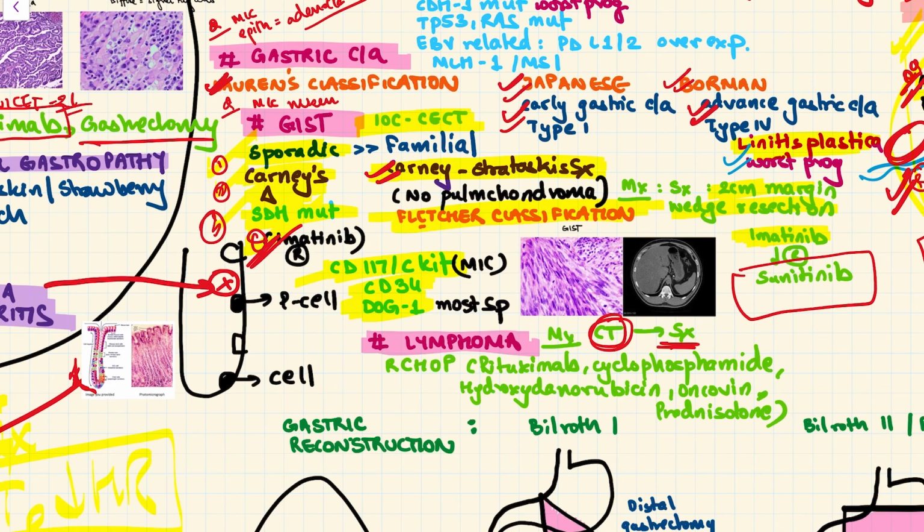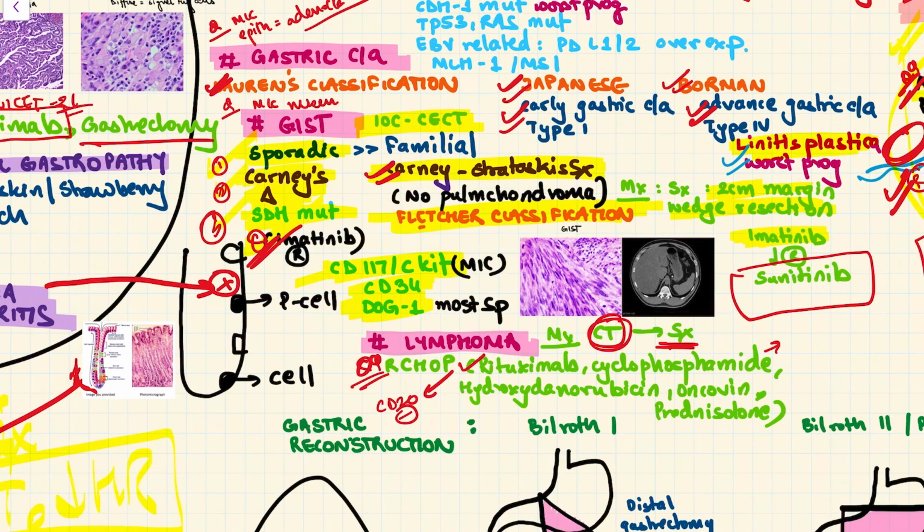Then the third type of cancer is lymphoma, and the management is chemotherapy followed by surgery, because it is a chemosensitive tumor. And this is a very famous question. R-CHOP regimen is done for lymphoma. Again, it is a question of the anti-cancer drugs. What is R-CHOP? It is rituximab. This is a CD20 inhibitor, right?